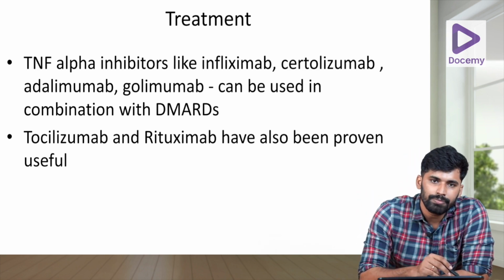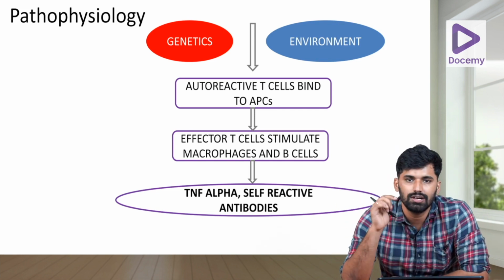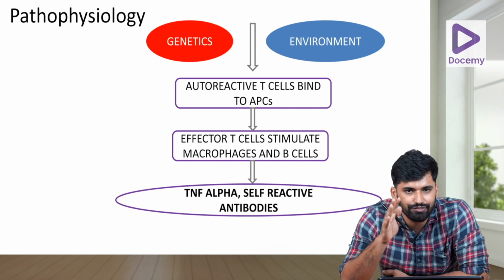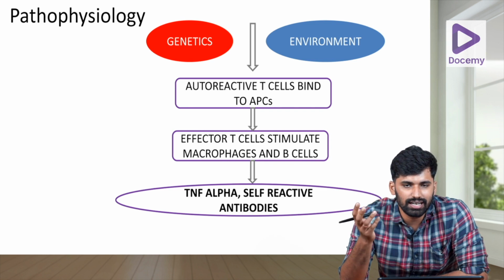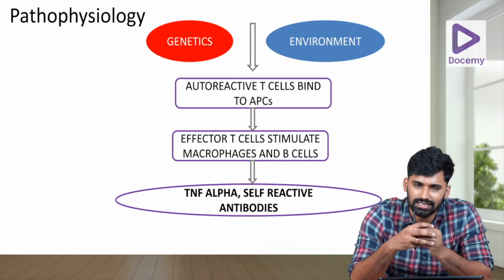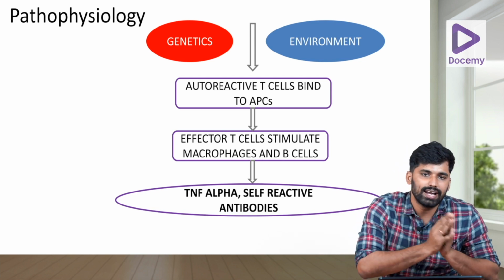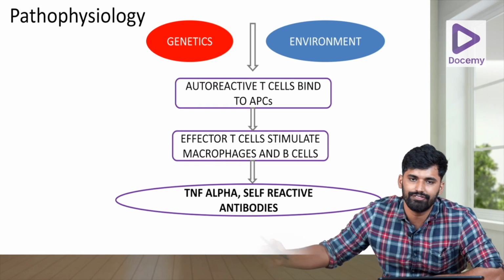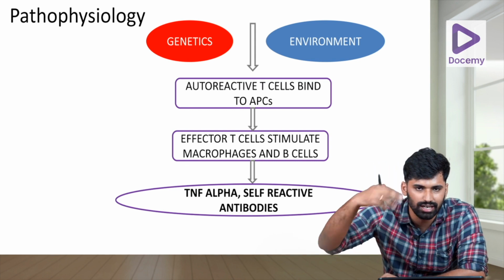And the pathophysiology, we discussed that genetics and environment collude or individually can cause autoreactive T cells which bind to antigen presenting cells which present self antigens. The self antigens are usually altered arginine containing peptides which become citrullinated peptides. The citrullinated peptides are bound by antigen presenting cells and presented to the T cells. The T cells release interleukins and stimulate both the macrophages and the B cells. The macrophages give loads of TNF alpha, whereas the B cells produce autoreactive antibodies which trigger the systemic inflammation.